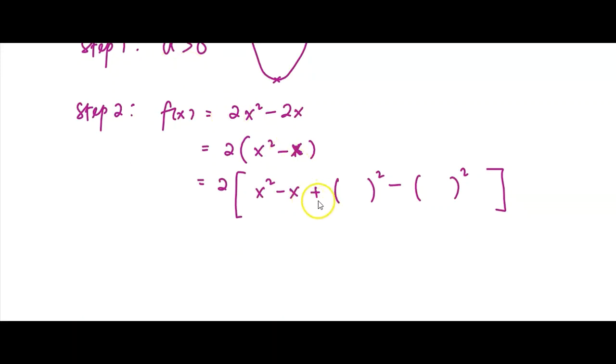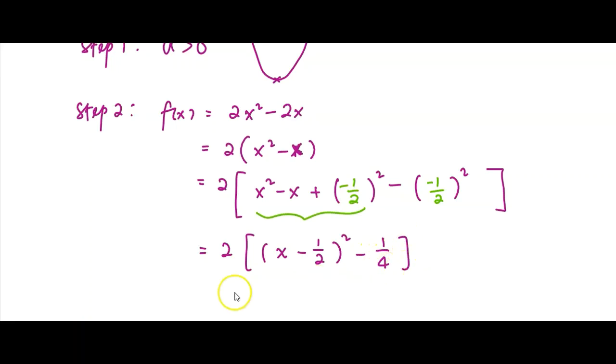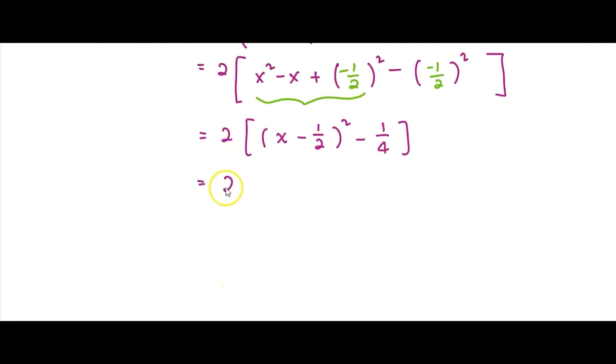What we need to fill inside this bracket is the coefficient of x, that is negative 1, divided by 2. Taking the negative 1 and then dividing by 2. The first three terms in the expansion can be simplified into this form, that is x minus 1 over 2 squared, and simplifying the constant, you get 1 over 4. Multiply the 2 inside, you have 2 times x minus 1 over 2 squared. Negative 1 over 4 multiplied by 2, you get negative 1 over 2. So this is the completed square.